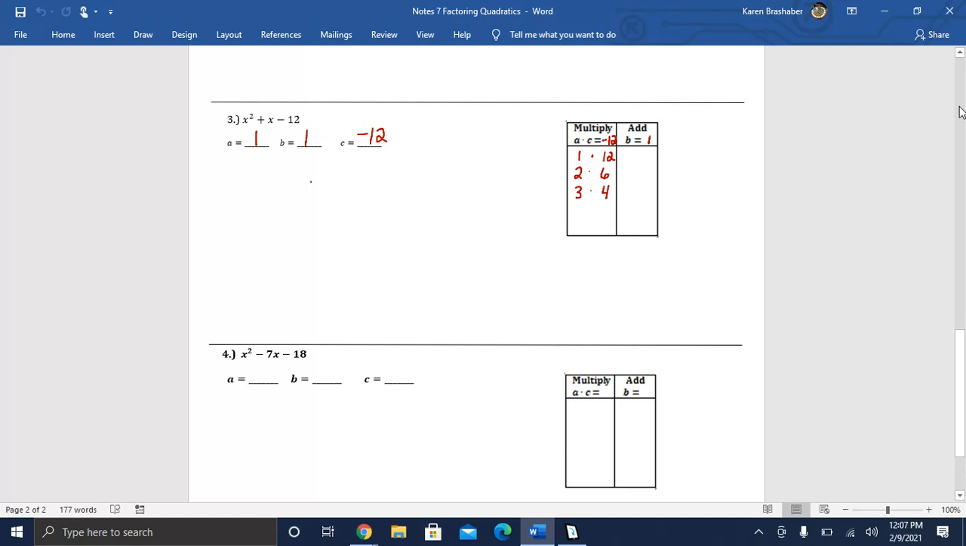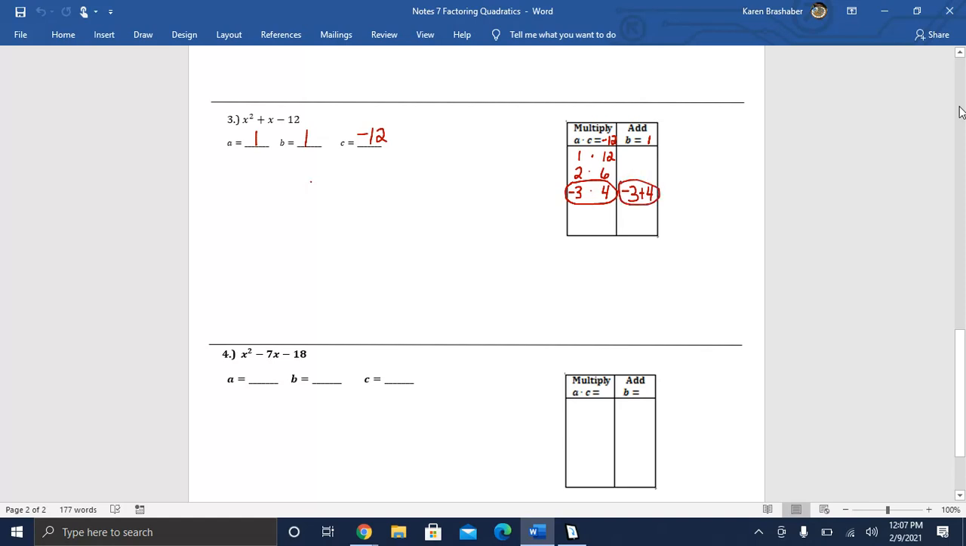Well, the only two that are possible would be this 3 and 4. They're one apart from each other. But we've got to make them be the correct signs. So in order to get a negative 12, one of these will have to be negative. Since our B is a 1, we need our smaller number to be negative so that when we add negative 3 and positive 4, we get our positive 1.